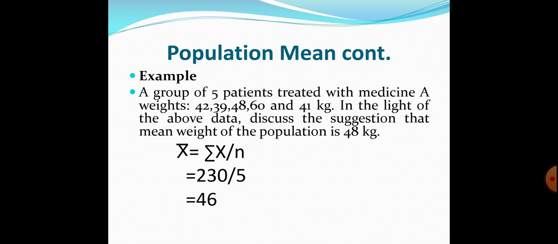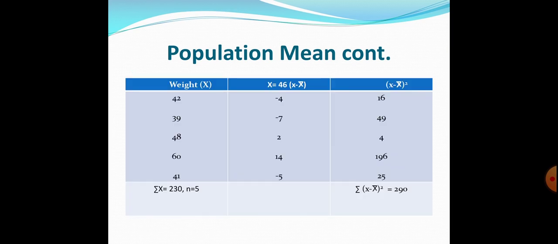First of all, you have to calculate the mean, that is 46. Then you have to tabulate the data, that is weights. Then by deducting the mean from the x series, you will get the next series. Then squaring the series, you will get the third series. Then the total is 290. Let's hope you can do all these simple calculations.